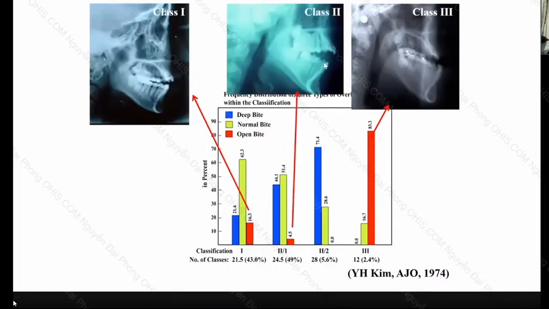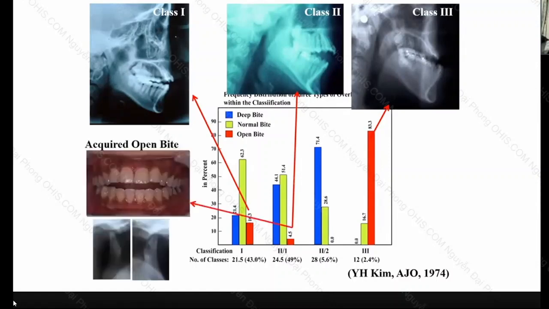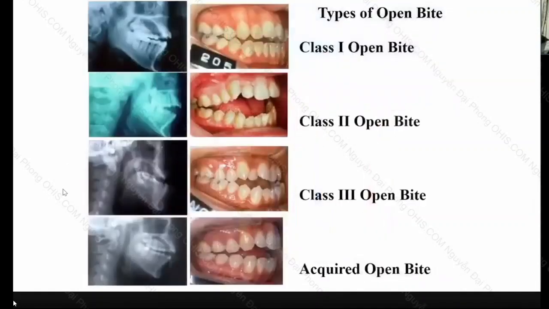And we have one more open bite. Currently, this is a big problem, but we call this acquired open bite or secondary open bite. This is also in the class 2 group. We can see pretty many of this secondary open bite. Of course, we have to differentiate the treatment approach. So class 1, 2, 3 open bite and the acquired open bite.